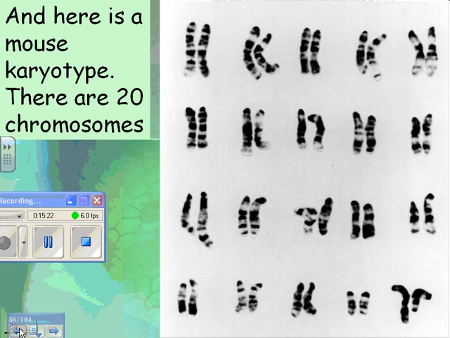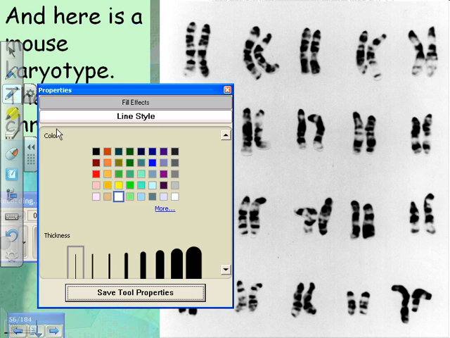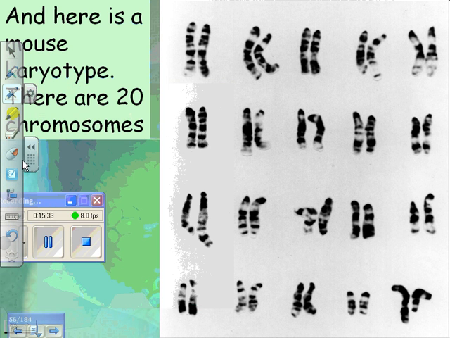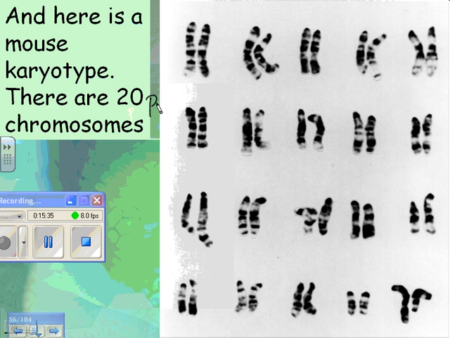Whoops. Here's a mouse karyotype. There are 20, whoops, I messed this up. There's 20 pairs. There are 20 pairs of chromosomes. If you can fix that in your notes, that would be good. 1, 2, 3, 4, 5, 10, 15, 20. So 20 pairs, that means there's actually 40 chromosomes, right?